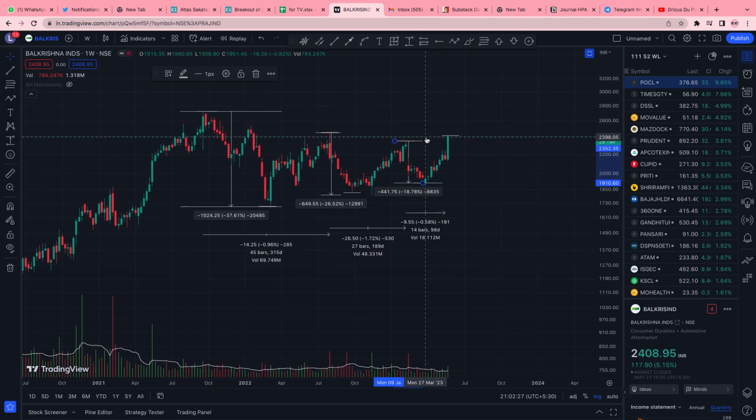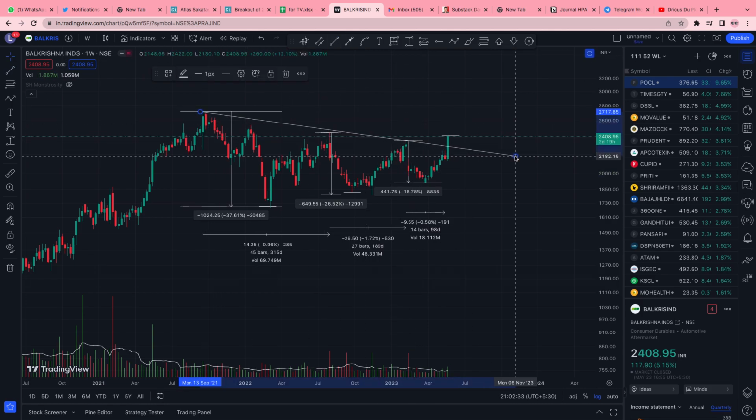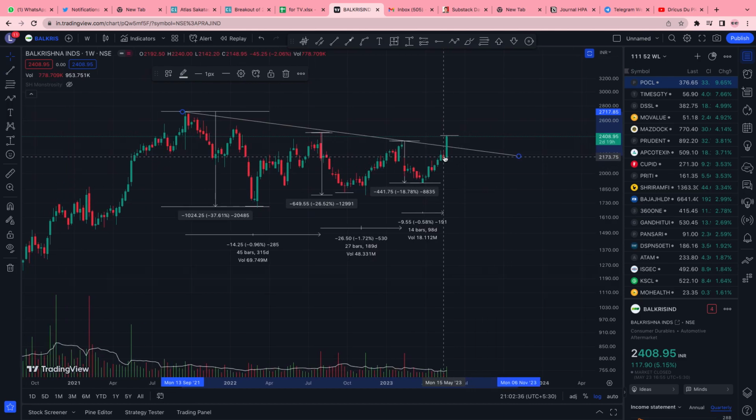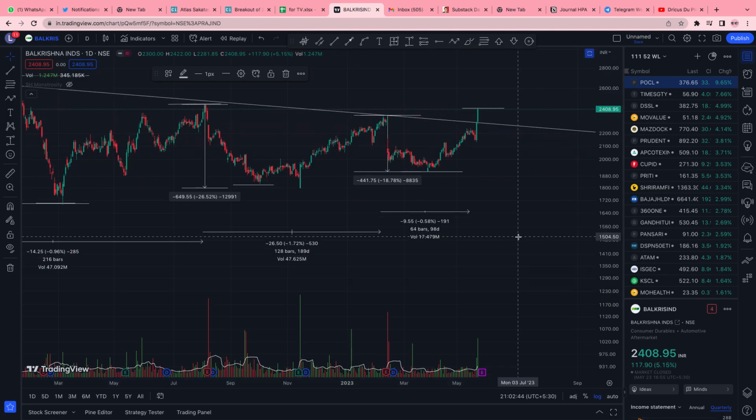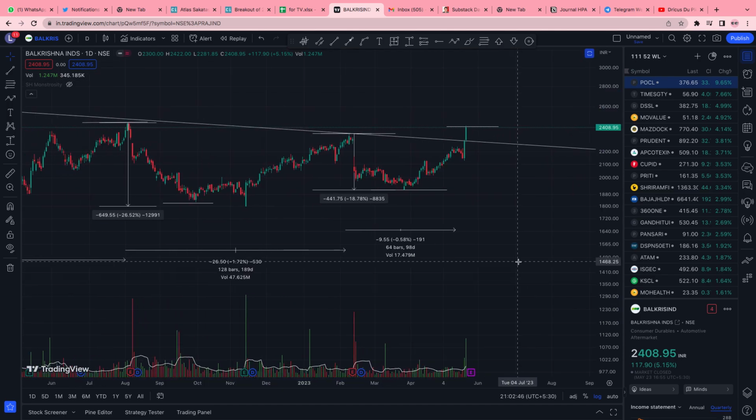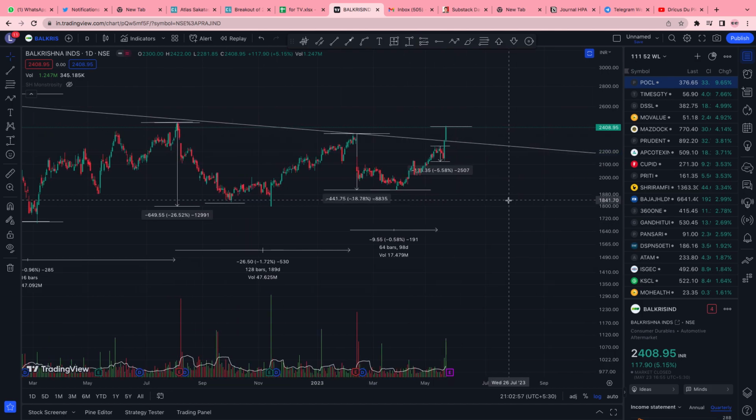Now, if you want to see the fourth contraction, it will not be visible because the fourth contraction is actually very small. So the fourth contraction, if you go to daily, then you will see that there is a small contraction, and you can choose to identify this as a contraction or not. But it doesn't matter in the grand scheme of things.